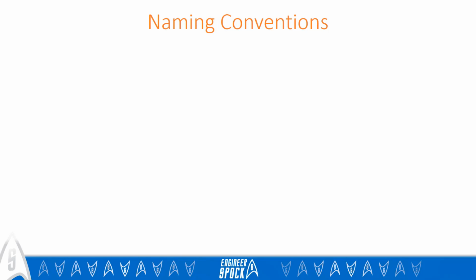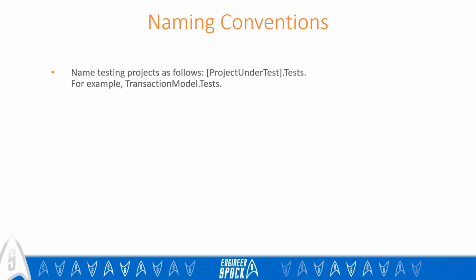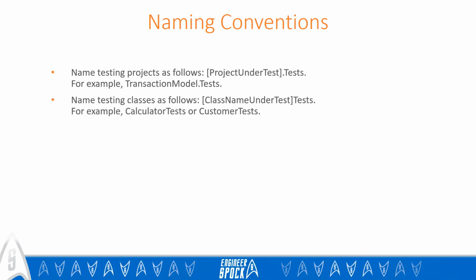Name projects as follows: project under test dot Tests. For example, TransactionModel.Tests. Name classes as follows: class name under test, Tests. For example, CalculatorTests or CustomerTests.